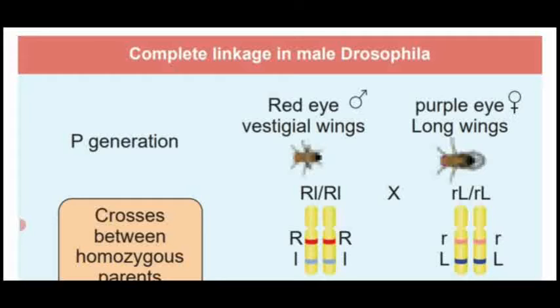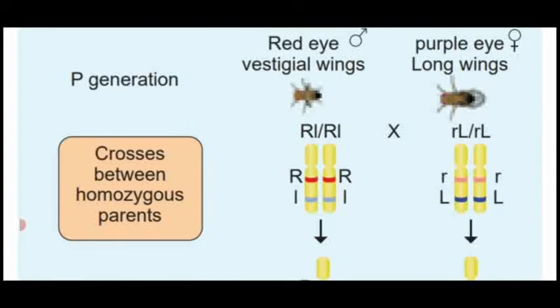First one, red eye with vestigial wings. Red is denoted for dominant, capital R. And the vestigial wings are very short wings, the recessive allele, small l. So that is capital R, small l. Purple eye with long wings. Purple eye is the recessive allele, so small r. Long wings are the dominant character, so capital L. So these are the two homozygous parents.